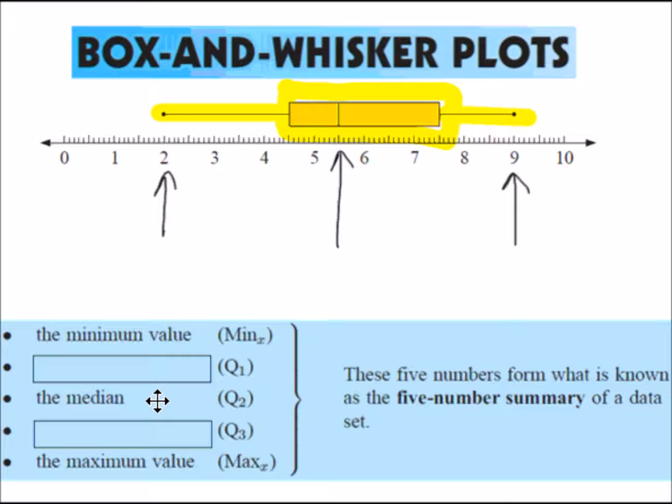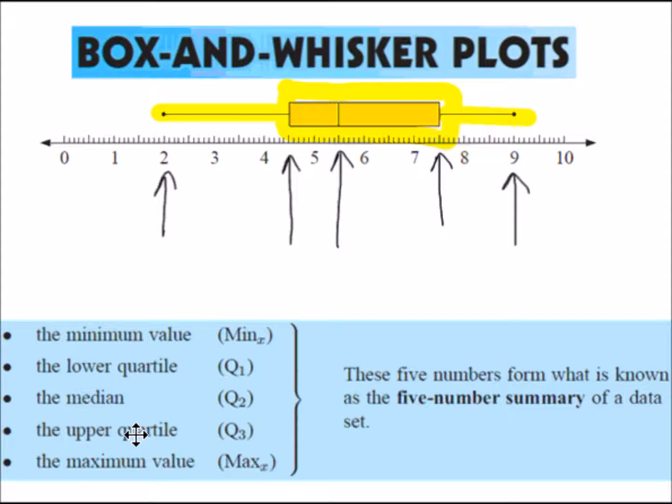We also have the first quartile, which is the start of the lower end of the box, which is 4.5 in this diagram, and we have the upper end of the box, which is the upper quartile or Q3, which in this problem is 7.5. So that group of those 5 numbers is known as the 5-number summary. Those numbers form the important points on the box and whisker plot.